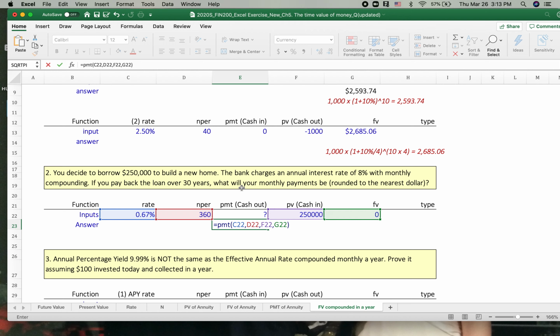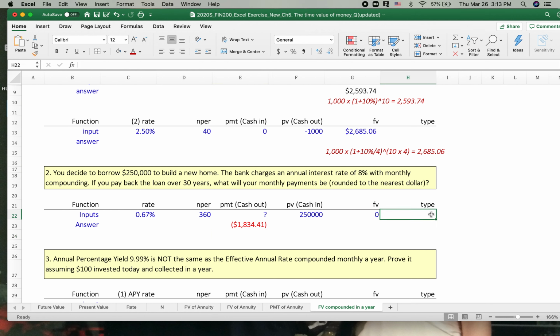Oh, the monthly payment: if the monthly payment is paid at the end of the month, then we put the type 1. If we pay the payment at the beginning of the month, then it will change a little bit. Okay, we pay more because we pay a larger amount.